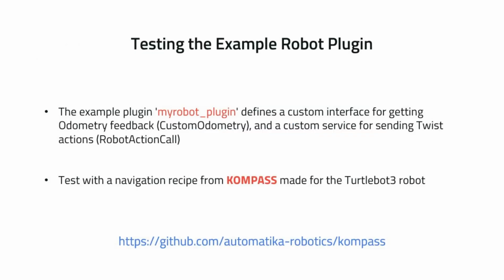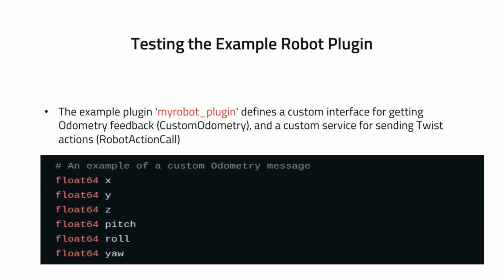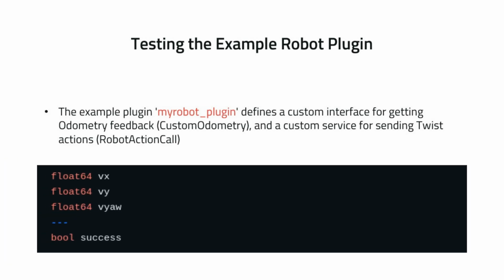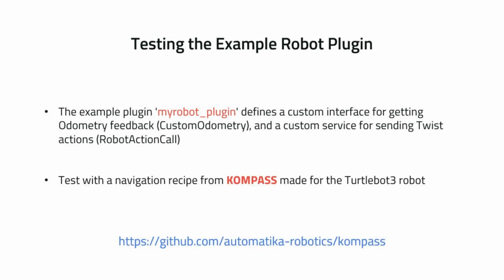So now we're going to test using the example plugin that we wrote, which we called My Robot Plugin, which defines a custom interface for getting odometry-like information from the robot, which we called custom odometry. And it also defines a custom service for sending velocity commands to the robot, which we called robot action call, for sending twist-like commands for velocity in 2D. And we're going to test using this plugin with a navigation recipe from the Compass navigation stack, which was made for the TurtleBot 3 robot.